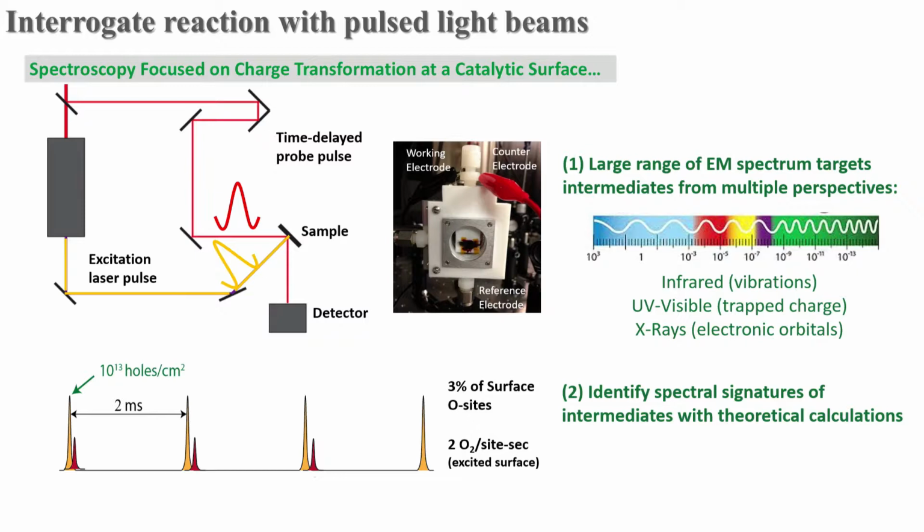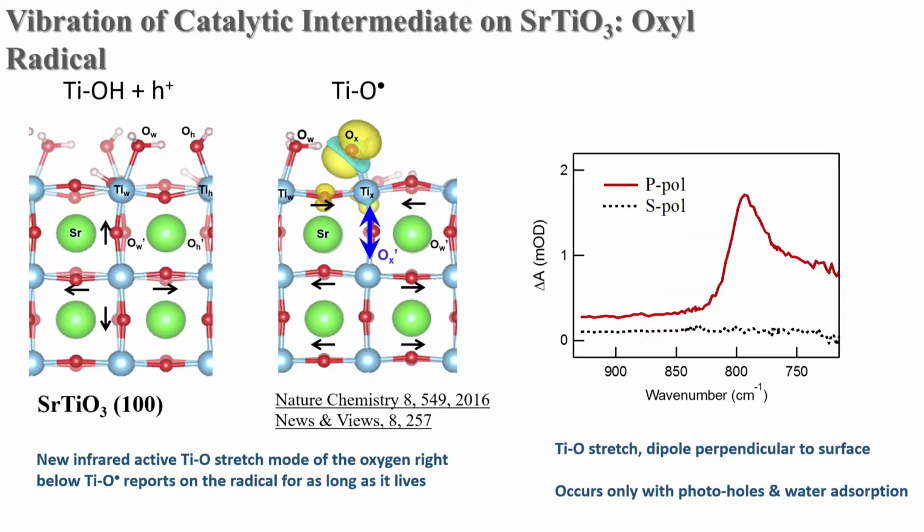So I'm going to show you a couple of examples on a model system, which is the water oxidation reaction on a single crystal strontium titanate sample. The first is how we understand the vibrations of those intermediate species. Initially, we have a water-adsorbed 100 single crystal strontium titanate. When we inject that hole to the surface, it can quickly localize to the terminating oxygen site of the titanium atom, creating what's called an oxyl radical.